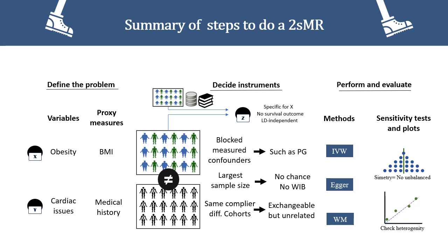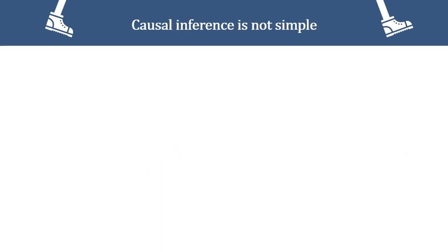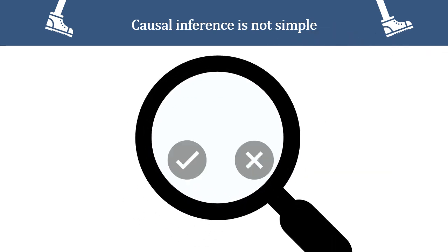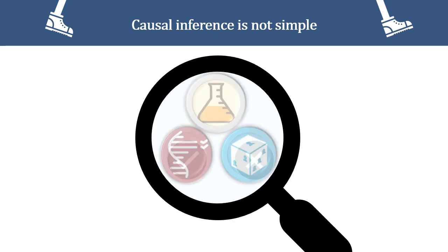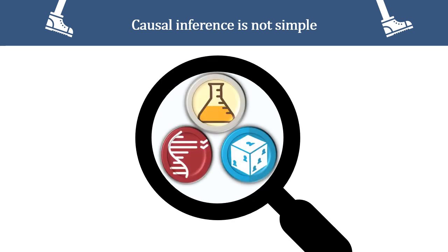Anyway, and despite your final result pointing out causality or not, always remember that strong conclusions should only be drawn when multiple sources of evidence align. Causal inference in the realm of observational data demands caution, and triangulation with other experimental methods remains imperative.